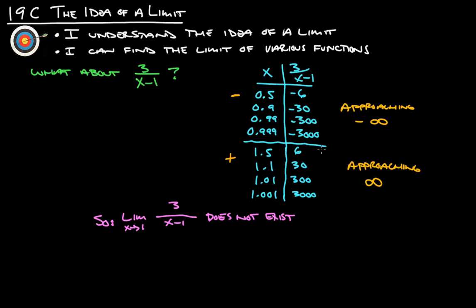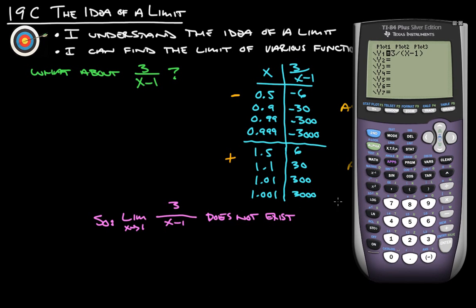Okay, just to give you an idea, let's look at this on a graphing calculator to give you maybe a little bit better perspective on this. Okay, so here's our function in the graphing calculator. We have 3 divided by x minus 1, and then we go to graph it, and here is the graph. So as it's approaching 1 from the negative side, it goes to negative infinity, just like what we found here. As it's approaching 1 from the positive side, it's going towards positive infinity.